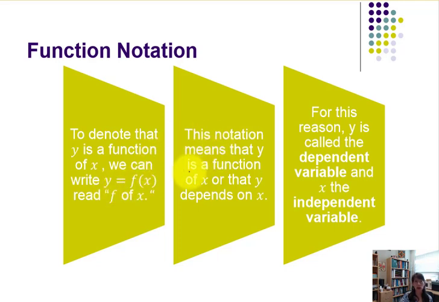This notation means that y is a function of x, or that y depends on x. For this reason, y is called the dependent variable and x is called the independent variable. So think of the dependent variable as the output and the independent variable as the input.